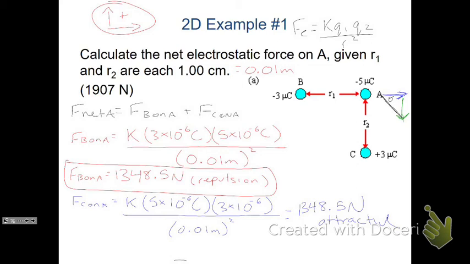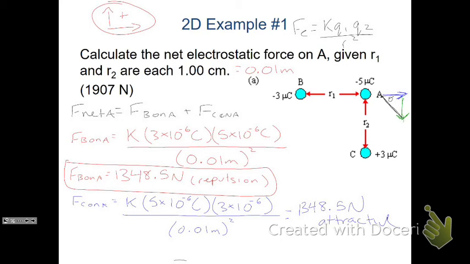F_B on it. Could you say that again? Sorry. For calculating F_B on A, okay, formula, yeah. And I do negative 3 times 10 to the negative 6 because it's a negative charge. Right, so you would do negative 3 times negative 3, or times negative 5, right? Yeah. Oh, I guess it would be the same. And then you get a positive number, and then it would be repulsive, right?